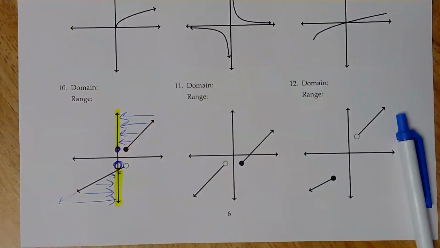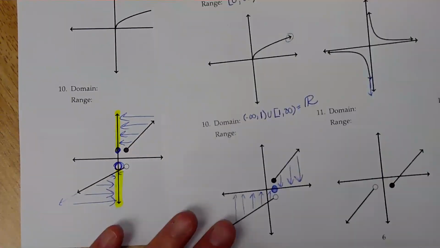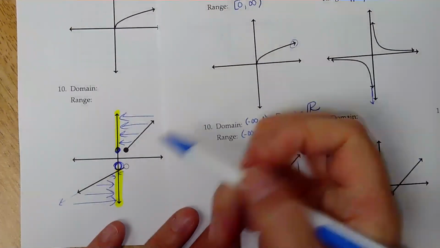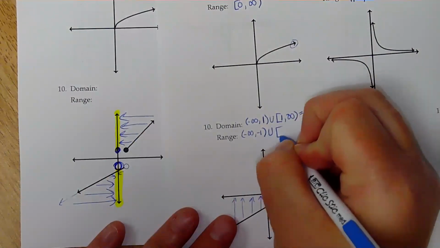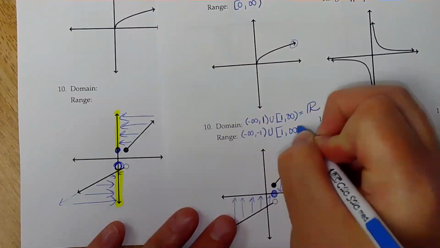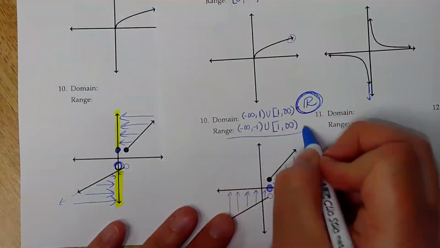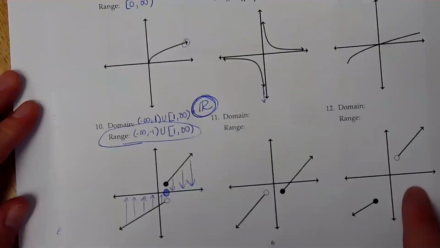So we're going from -infinity to -1. We're not going to include that -1. And then we have nothing until we hit 1. So we're going to start at 1 and go to +infinity. So here's your domain for 10 was all real numbers, and this is your range here. All right, so let's take a look at 11.